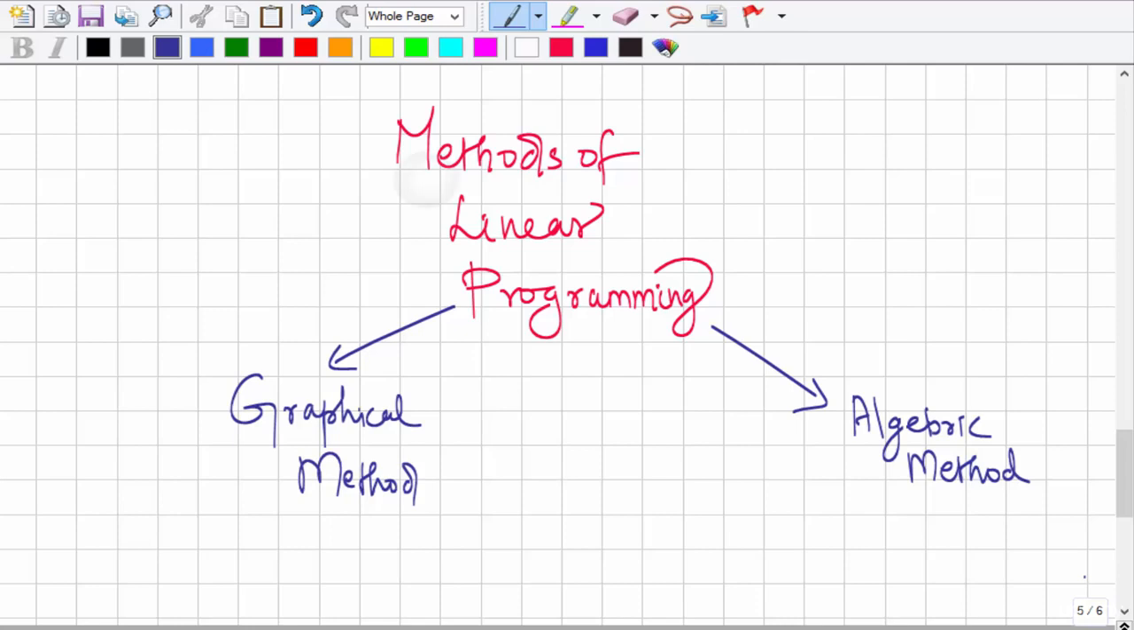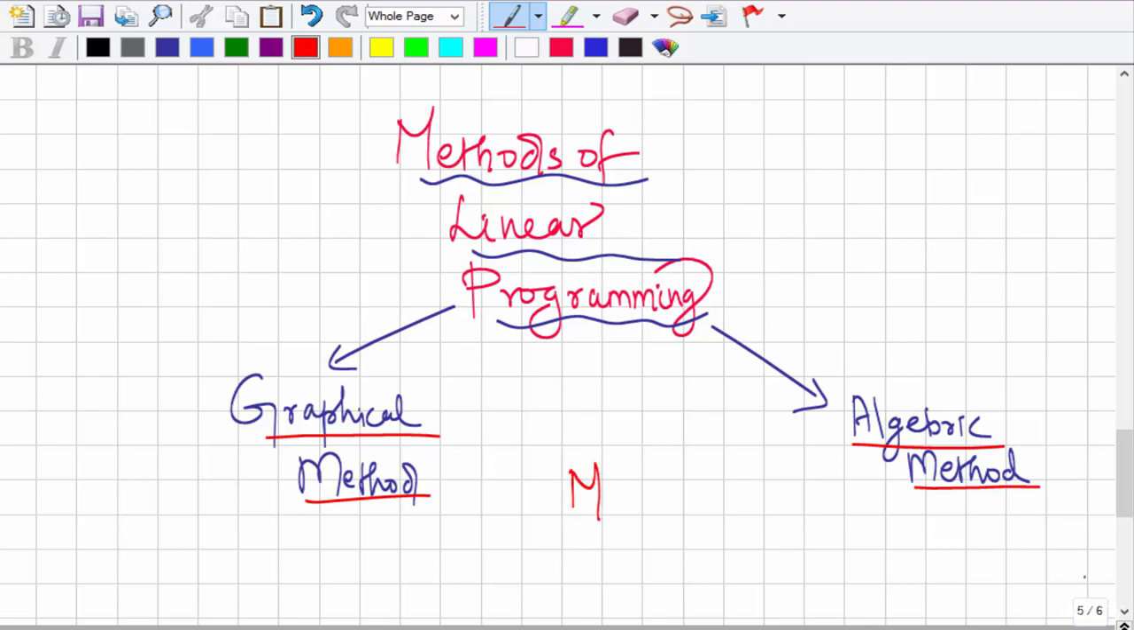What are the methods of linear programming? Basically, we have two methods. One is graphical method and the other one is algebraic method. In linear programming, our objective is to find out how resources should be allocated to achieve the objective function, and that objective function can be either maximization or minimization. So we can find out what should be the resources using either graphical method or algebraic method.